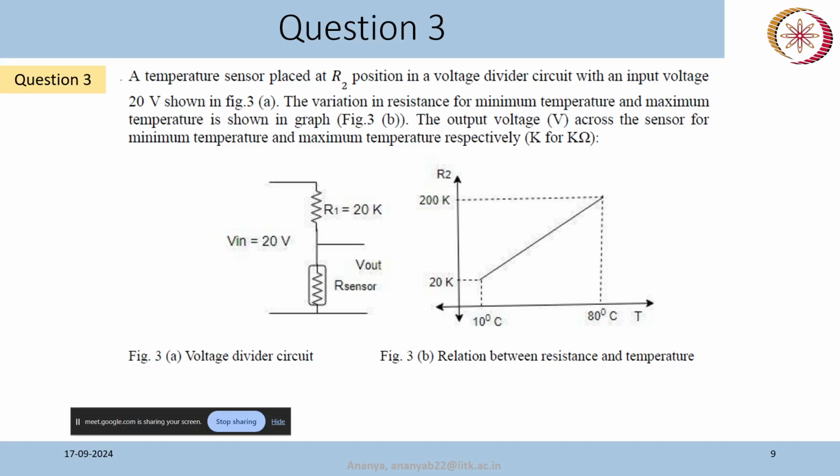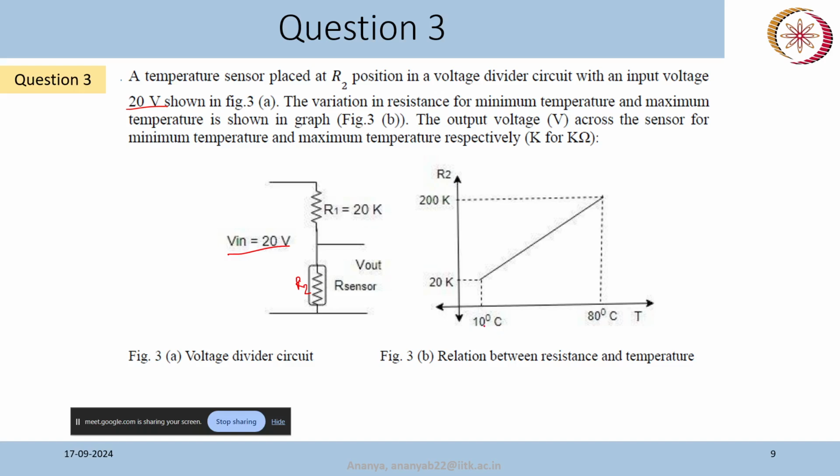Let's go to the next question. A temperature sensor is placed at R2 position. So this is the R2 position, like in a normal voltage divider circuit. Then that notation is taken here. So this is a temperature sensor with an input voltage of 20 volt. The variation in resistance for minimum temperature and maximum temperature is shown in this graph.